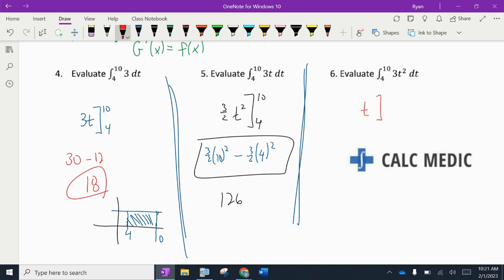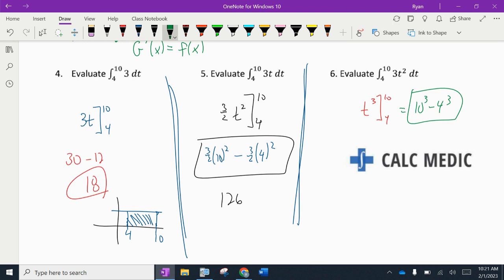I think it's not 3/2. All right, t to the what power? 3/3. But if I took the derivative of this, would that give me the 3t squared? Yeah. Right? The derivative of this is 3t squared. That's what I wanted. I want to know the derivative of what is 3t squared. There it is, from 4 to 10. So that's 10 cubed minus 4 cubed.